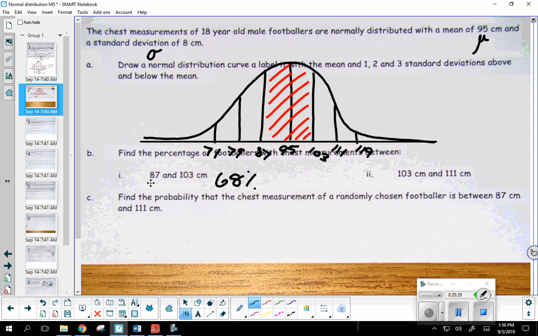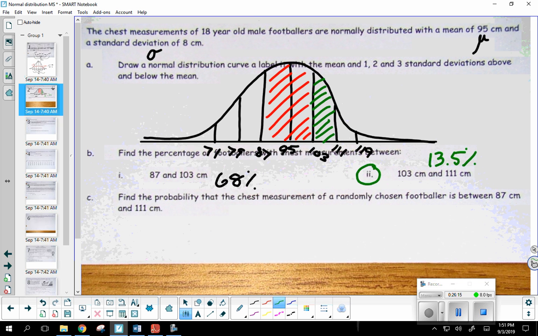Okay. Let's try another. I want to know between 103 and 111. Let me do this one in green. So that's this one right here. Look back at the diagram we just had a moment ago. What percentage of the players should fall in that green section? It should be 13.5%. That's it. That's all there is to it. There's no trick. It is just that easy. Anybody not sure how I'm getting these values?